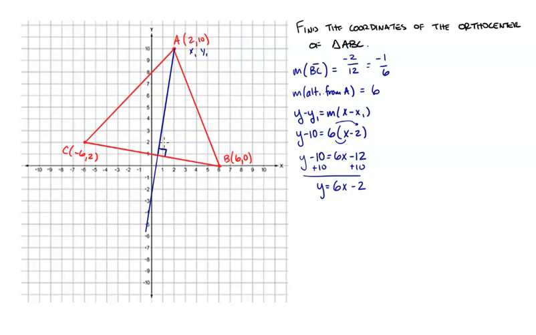I know it's going to be perpendicular to segment BC. Now the next thing I'm going to do is find the altitude that goes from B across over here to segment AC. I'm just going to repeat this process. First, I'm going to find the slope of segment AC. To get from C over to A, I'm going to have to go up 1, 2, 3, 4, 5, 6, 7, 8. So a rise of 8.